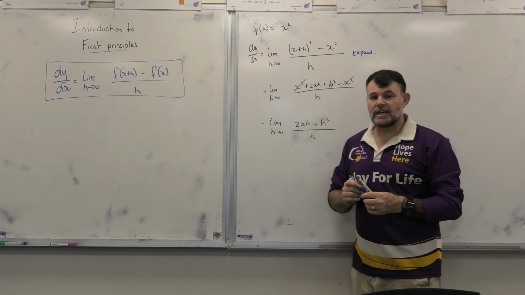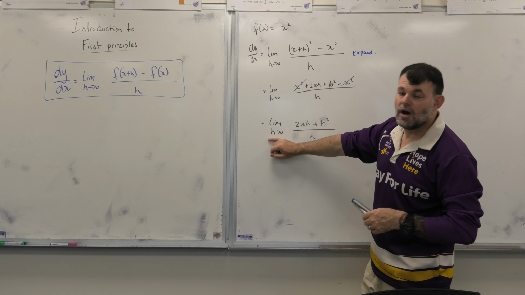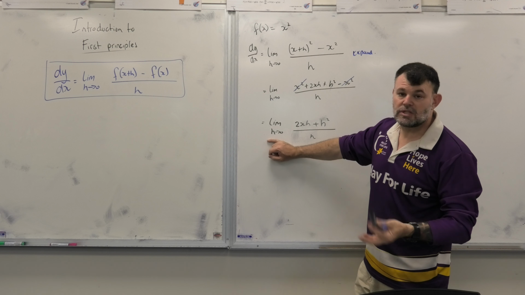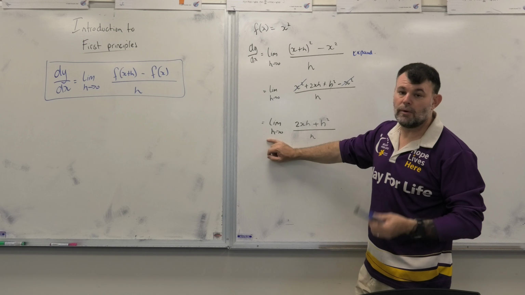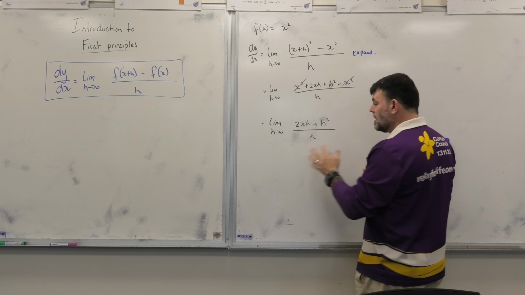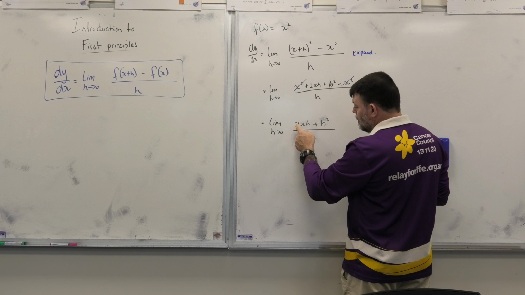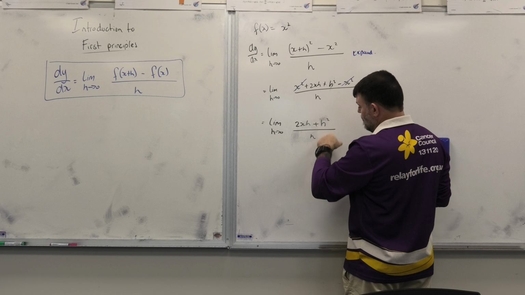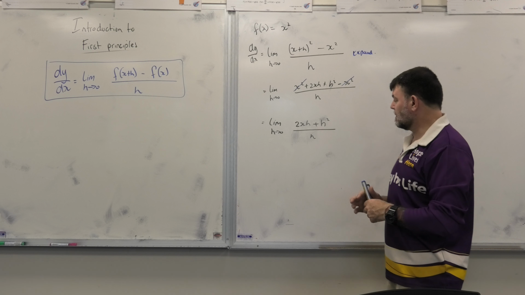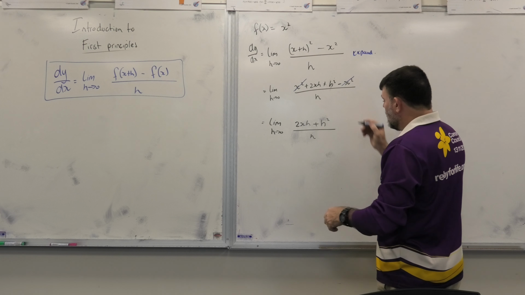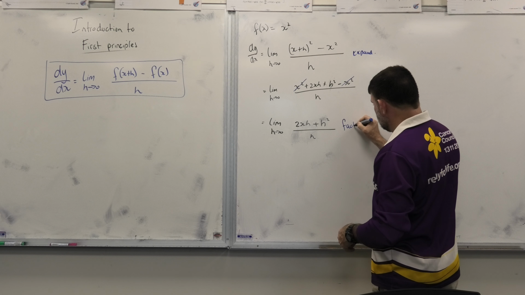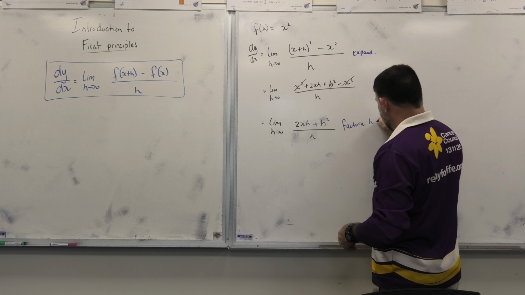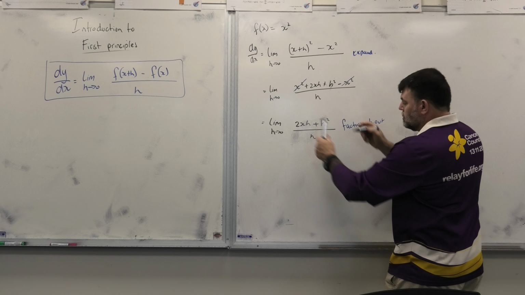Remember, I'm trying to get this equation down to the point where I can replace h with 0 and it doesn't affect everything else. Right now, if I replace h with 0, I'm going to get 0 plus 0 over 0. I'm going to get nothing, which is not correct. So what I do here is I'm going to factorize h out, only for the numerator.